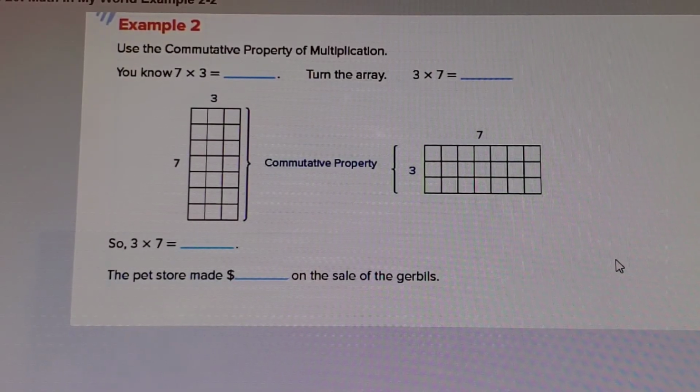This is still example 2. We're going to use the commutative property of multiplication. You know 7 times 3. So here is your array of 7 times 3. Turn the array, and now you have 3 times 7. So if you know that 7 times 3 is 21, then 3 times 7 will also be 21. So 3 times 7 equals 21. The pet store made $21 on the sale of gerbils.